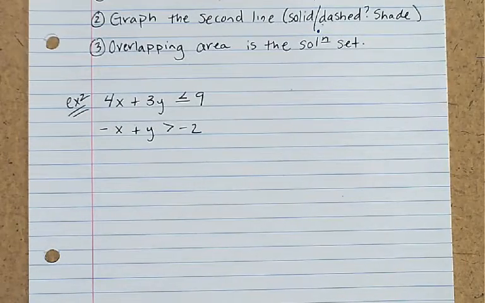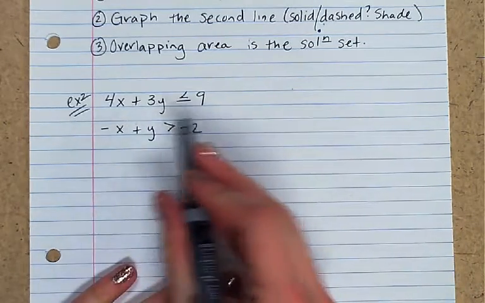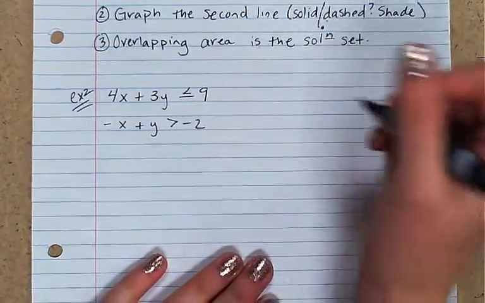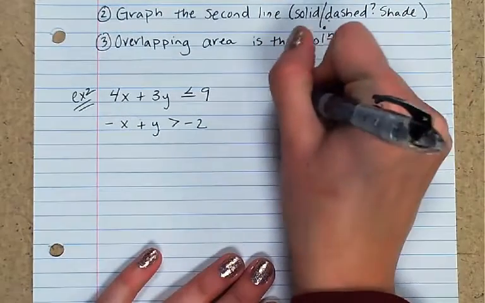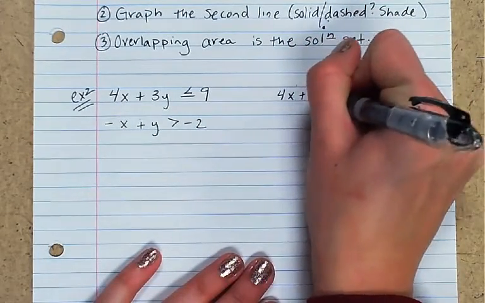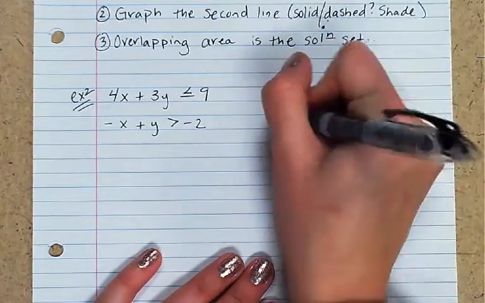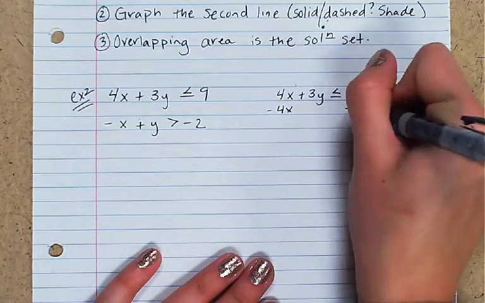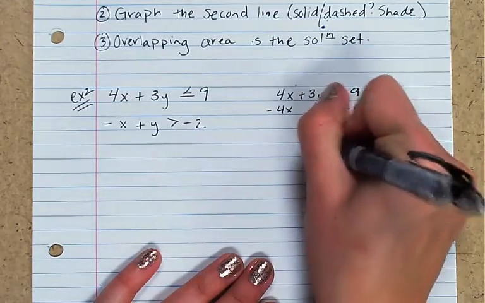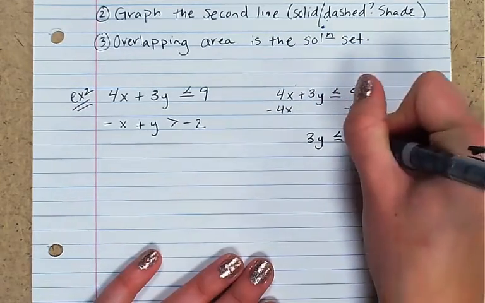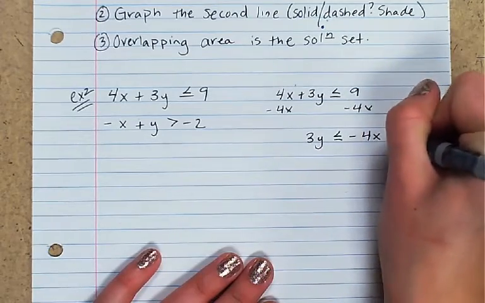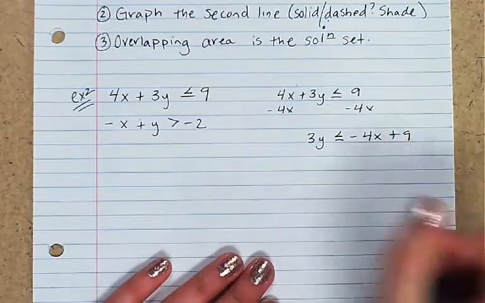For this one, you'll notice on that first line, we don't have y by itself. And most people prefer to graph in slope-intercept form. So I'm going to go ahead and show you how to get this in slope-intercept form if you prefer to graph that way instead of graphing by intercepts. So first things first, I'm going to get y by itself. So I'm going to subtract 4x from both sides. So I have 3y is less than or equal to negative 4x plus 9, because that was a positive 9.